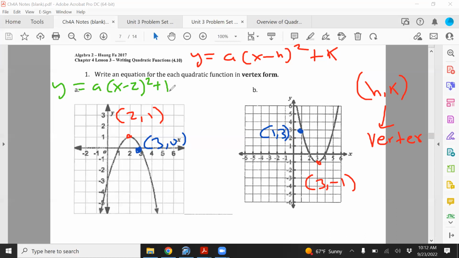However, I don't know what A is off the bat. I know it's going to be negative. How do I know it's negative? It's going down, exactly. But let's plug in 3 and 0 for x and y. You plug in 3 and 0 for x, y.